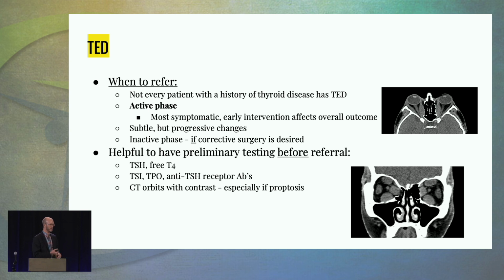So getting the basic TSH, free T4, T3 really doesn't get followed much by me or other ophthalmologists, I don't think. But the TSI, the TPO, and the anti-TSH receptor antibodies are really important, especially if there's a question about what this really is. Those can be really crucial to find out and confirm that.